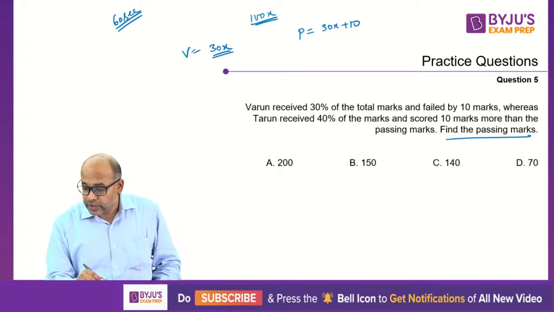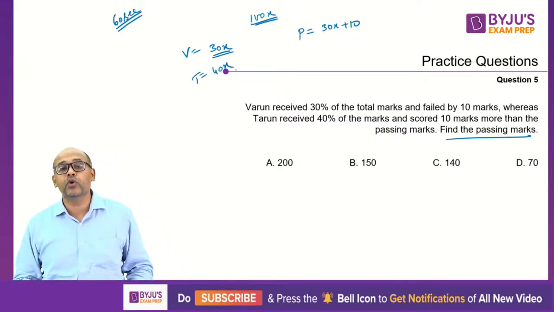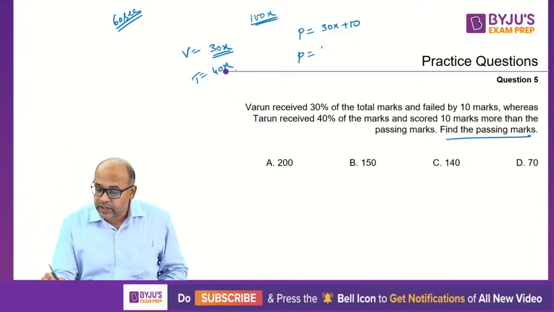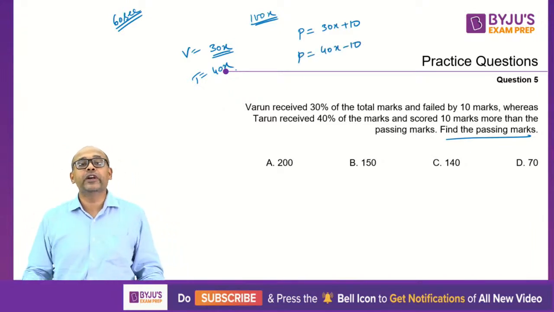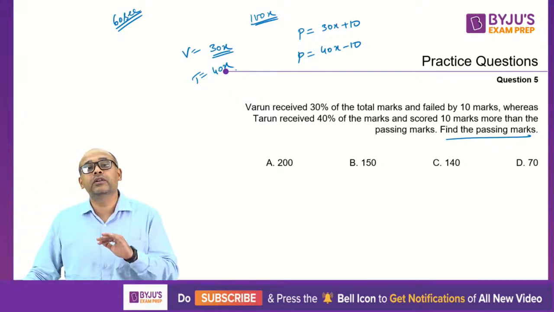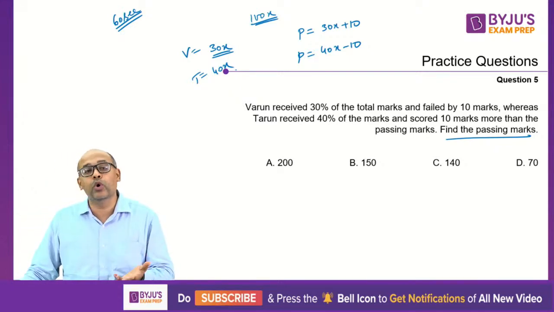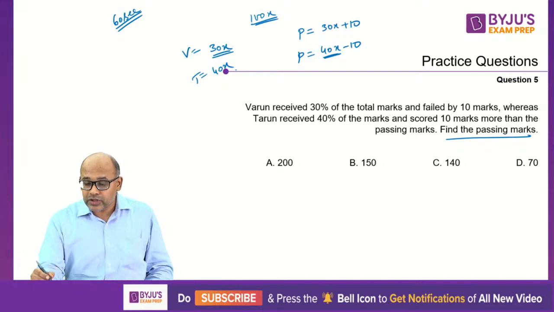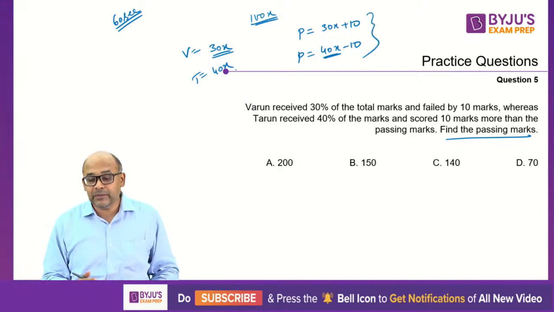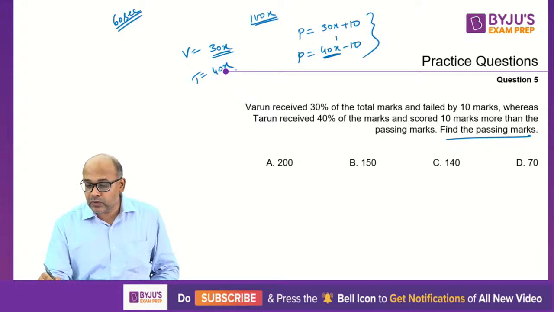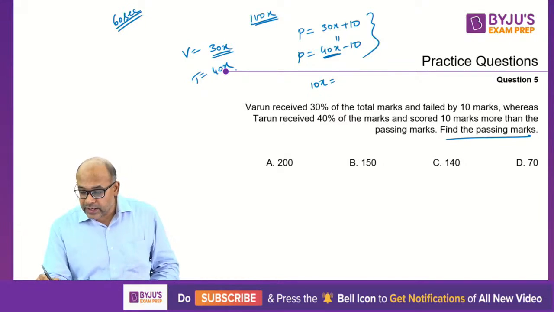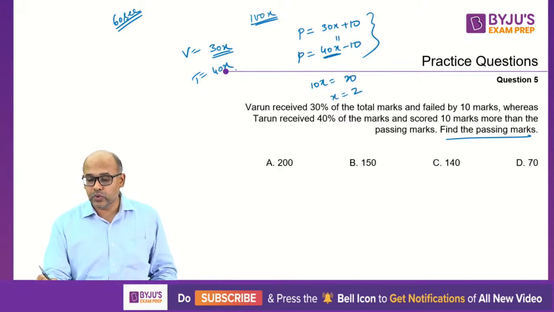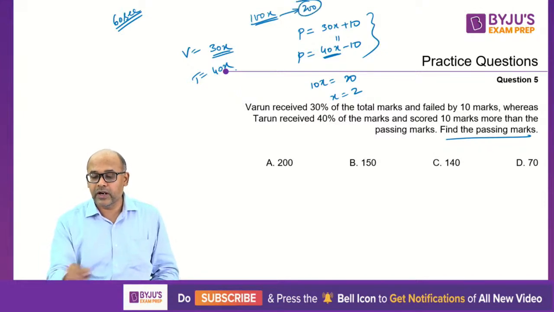So that is Varun. Whereas Tarun received 40%. So Tarun got 40x and he scored 10 marks more than the passing mark. So passing mark should also be 40x minus 10. Why 40x minus 10? Because Tarun got 10 marks more than what is required. So if he gets 40x, then what is required for pass is minus 10. So these two should be the same, right? Because both are passing marks. So 30x plus 10 should be equal to 40x minus 10. So you'll get 10x equal to 20, or x equal to 2, which means the total marks are 200.